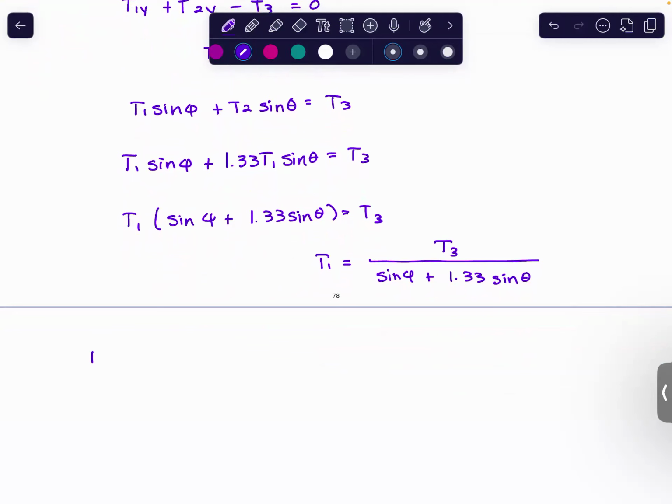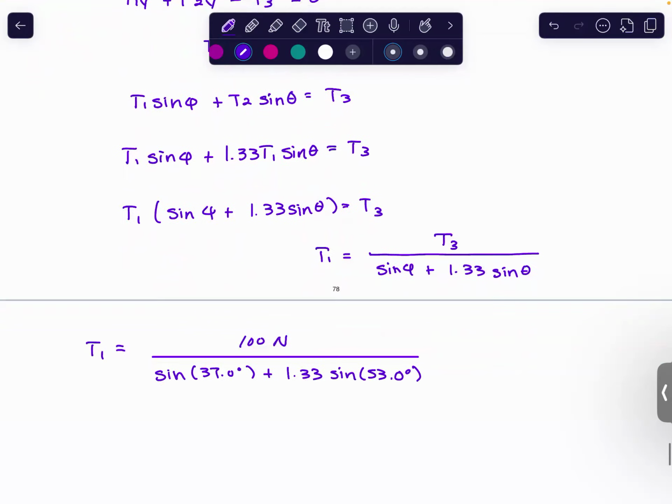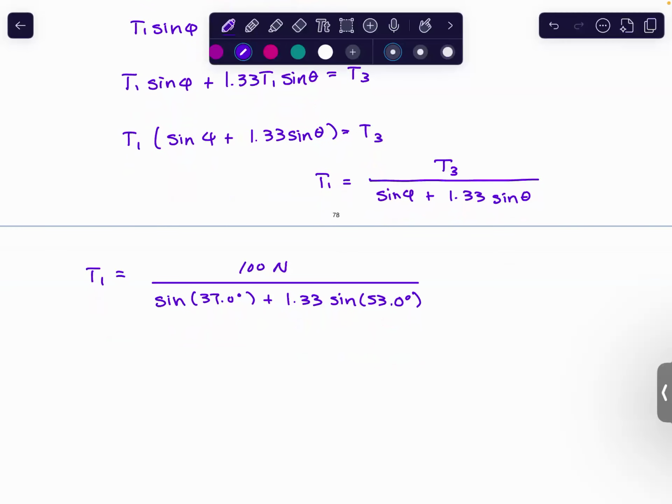So that means T1. So what we have: phi is 37 degrees, theta is 53 degrees, and T3 is 100 newtons. So when I solve for T1, T1 becomes 60.1 newtons.